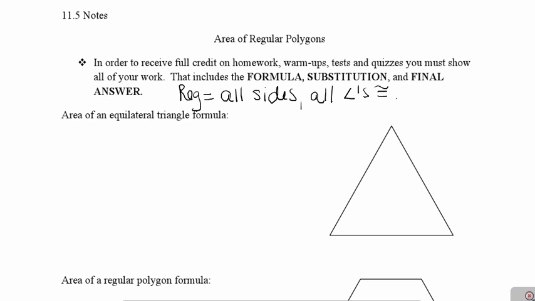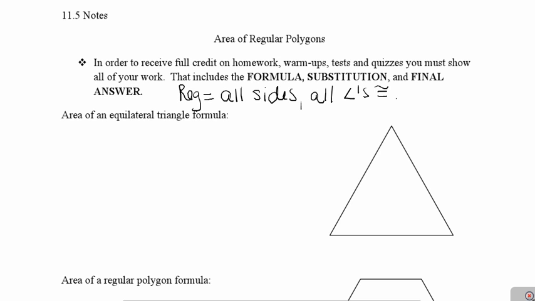So if we think about an equilateral triangle, all the sides are congruent in an equilateral triangle and all the angles are congruent in an equilateral triangle. Now this is a special type of regular polygon, so there's actually a formula that we can use to calculate it if we know the side of an equilateral triangle. So first I'm going to derive this formula for you because I want you to see where it comes from. Again, you will not be responsible for being able to derive it. I just want to show you where it comes from.